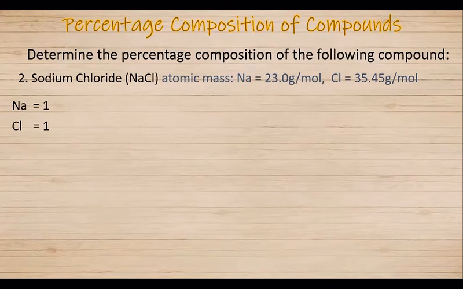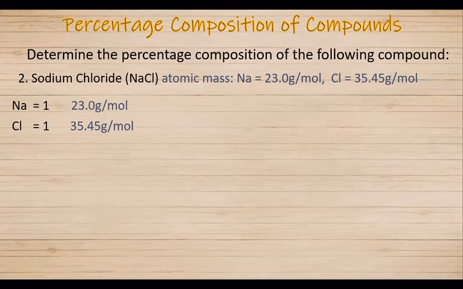After identifying the elements and the number of atoms, let's now identify their atomic masses. In here, the atomic masses of both of these elements are given. For sodium, we have 23.0 gram per mole as its atomic mass, while chlorine has a mass of 35.45 gram per mole.